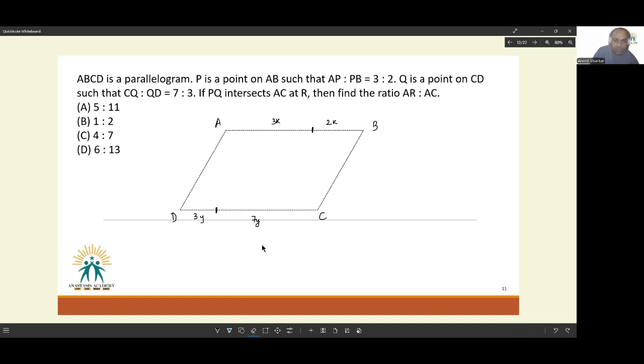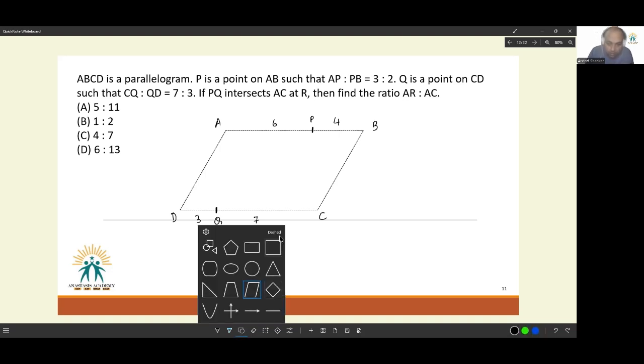So instead of working with variables, can I simply go ahead and say, let me take side AB of this parallelogram as 10. So this is Q, this is P, this is 7, this is 3. And these two side lengths here, AP and PB, also I'm taking as 6 and 4. No problem at all.